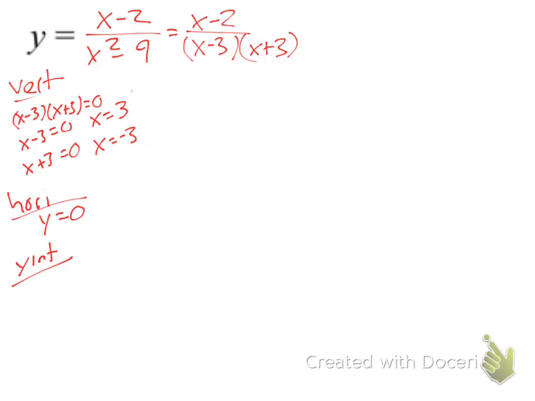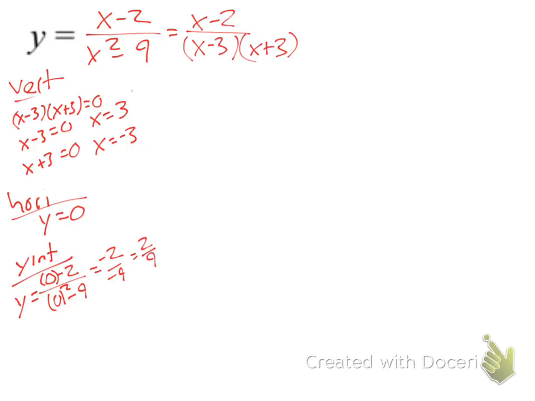Y-intercept. These can be done out of order too. How do I find a y-intercept? Set x equal to 0. Here's the cool thing, guys. Watch this. I'm going to show you the long way the first time. I'm actually going to plug in 0. But what happens with 0? It makes things go away, huh? So that's just negative 2 over negative 9, which is 2/9.